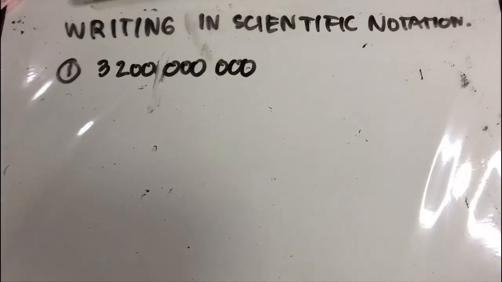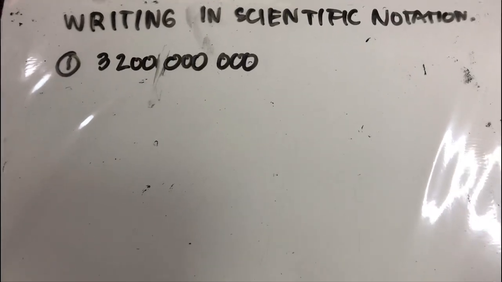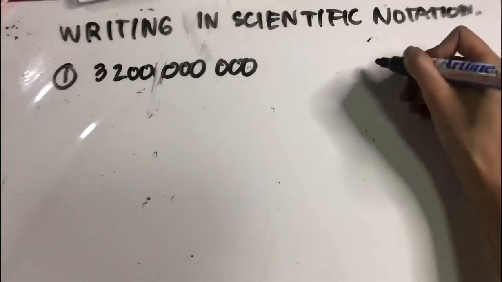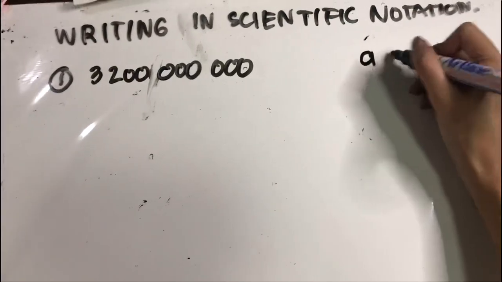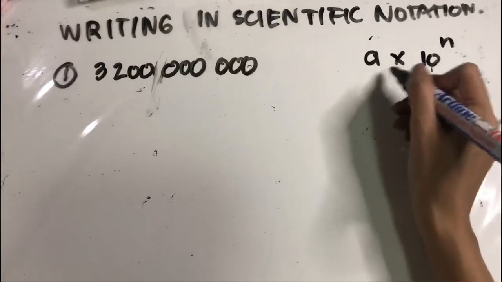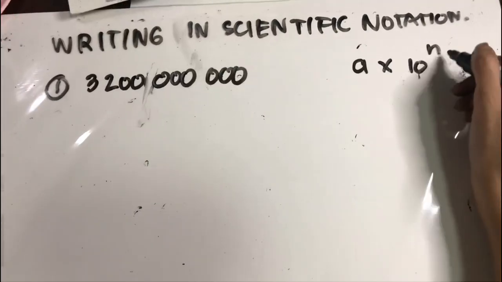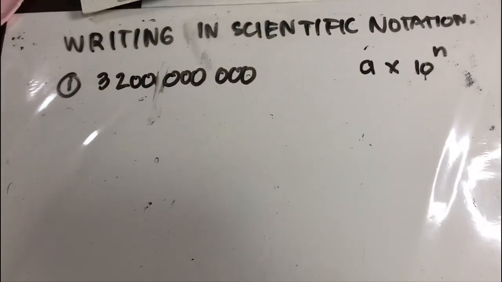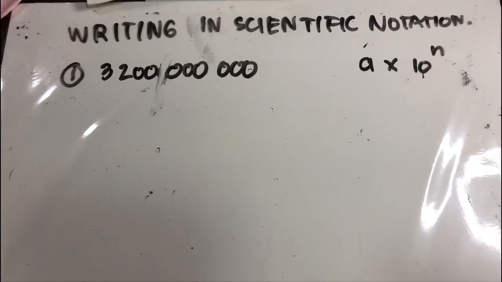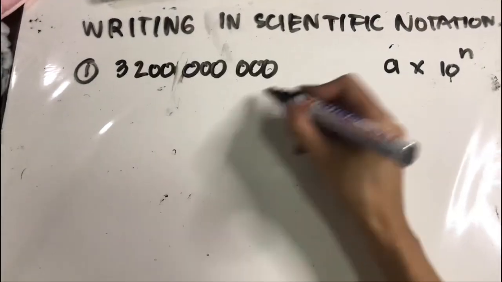Okay, for example, we have 3,200,000,000. So for us to write it in scientific notation, we have to take note of this notation: a times 10 raised to n, where a is always greater than 1 but less than 10, and n is any integer. Okay, first, you have to identify where the decimal point is. So for this one, this is the decimal.